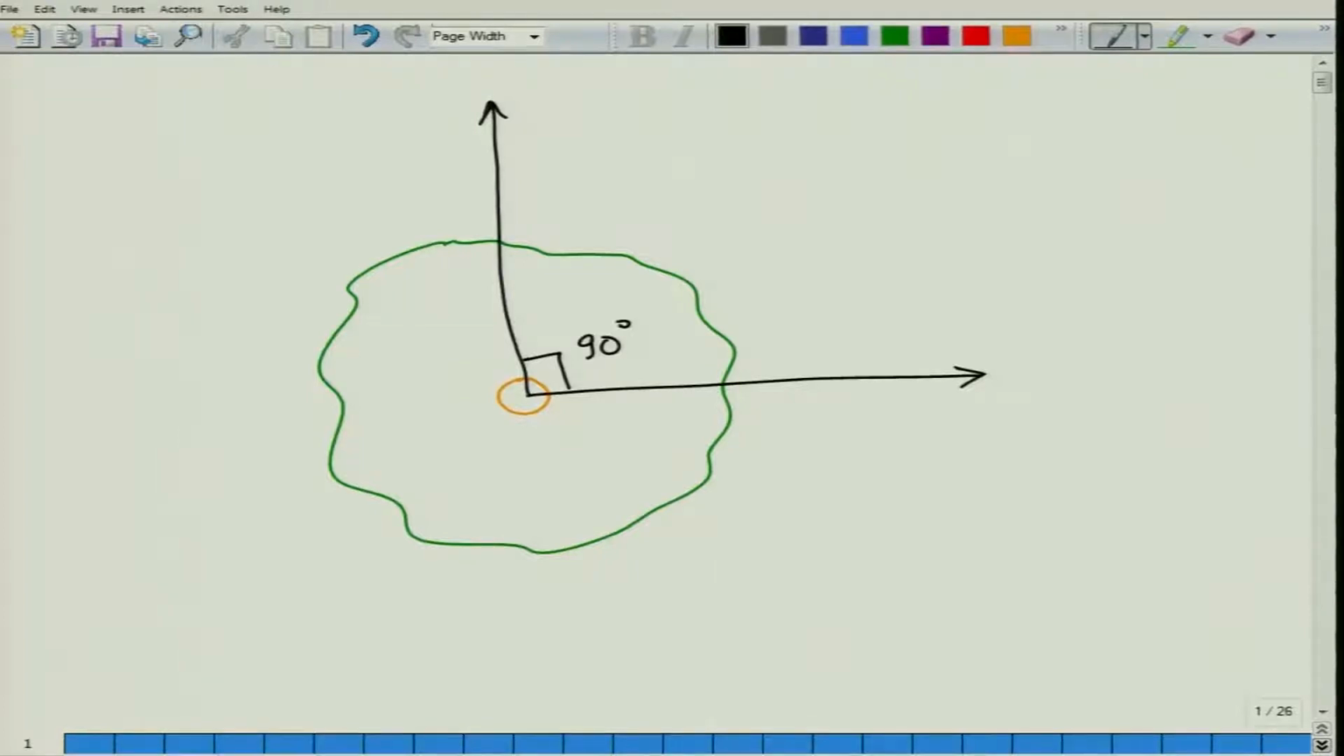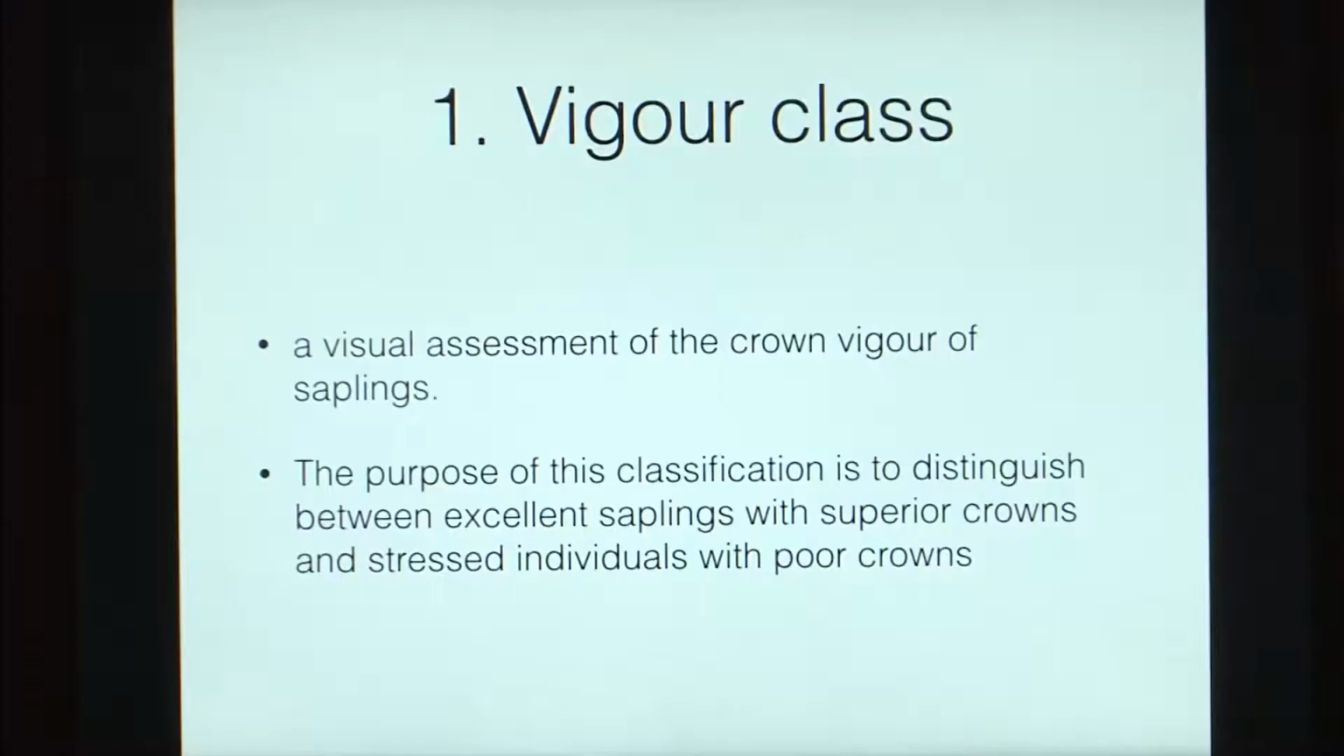We measure a number of attributes. So, the first attribute for the crown is known as the vigor class. Now, a vigor class is a visual assessment of the crown vigor of saplings. Now, what is vigor? Vigor refers to the amount of energy that a sapling has, which will allow it to grow. So, if a sapling has a lot of vigor, it will be able to grow at a very fast rate, it will be a healthy sapling, whereas a sapling with a low vigor would not be able to grow at a very fast rate.